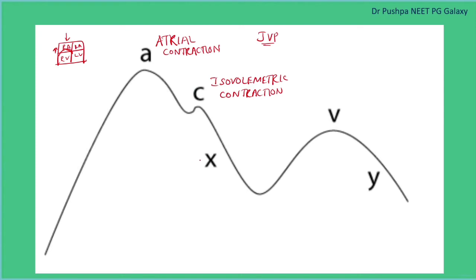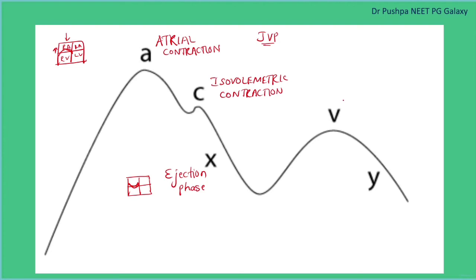Next one is X descent, which is seen in the ejection phase. The tricuspid ring is pulled down by right ventricular contraction. Because of right ventricular contraction, there is pulling of the tricuspid wall downwards. So there is a decrease in the right atrial pressure. This causes X descent.